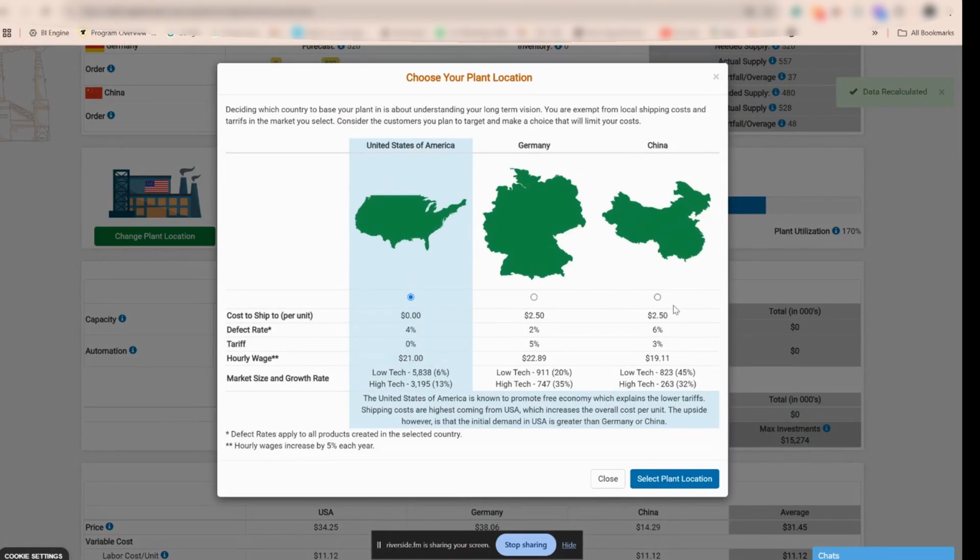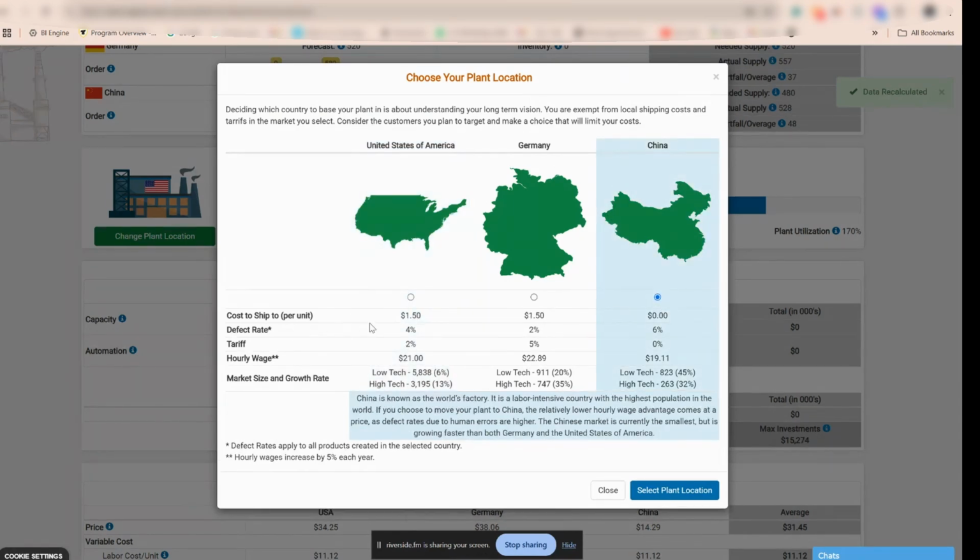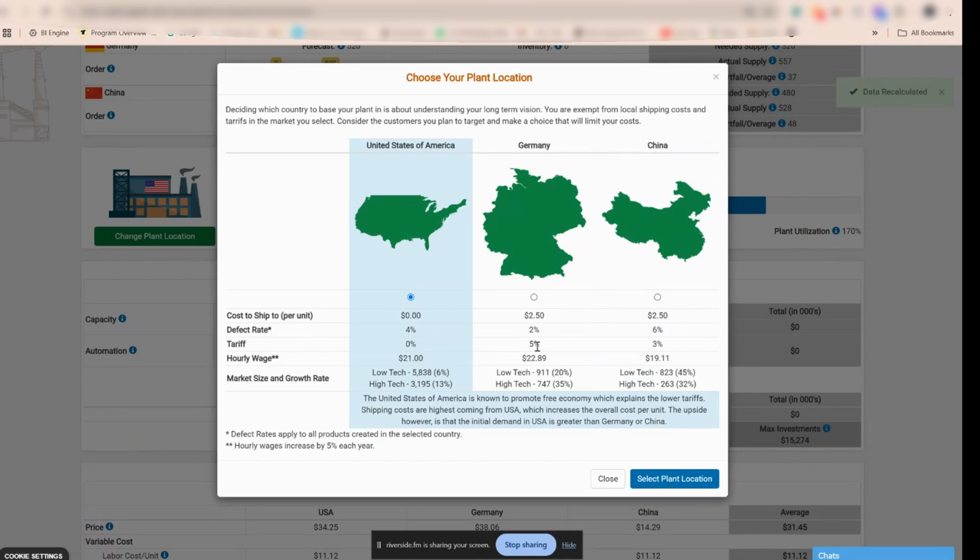Where should we locate our plant? You can look at it in China. I'll leave it in the US because if you pick China, there's the cost of shipping to consider. The hourly wage in the US is higher, yes, China is lower. The effect rate is 4%. But the major thing I will look at is the volume of the market. If I'm going to sell more in the US, why would I take on this cost and tariff? I'd rather leave the factory in the US and export to China and Germany, because the market size there cannot compensate compared to the US. So that's why I will leave it in the US.